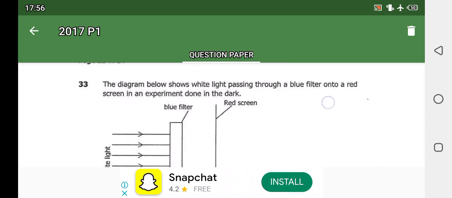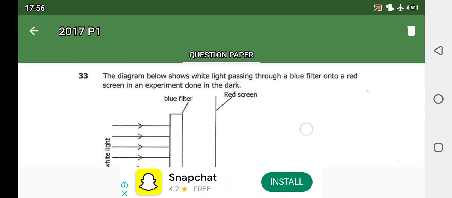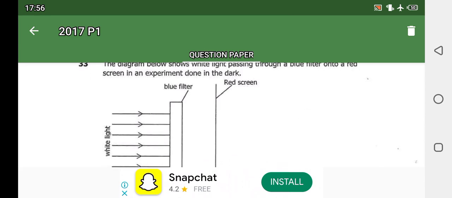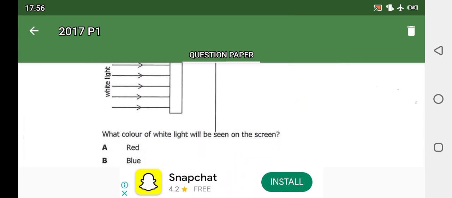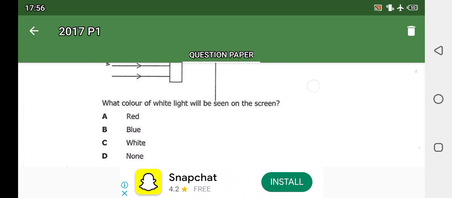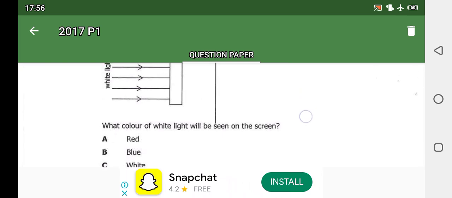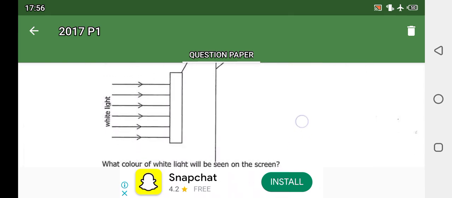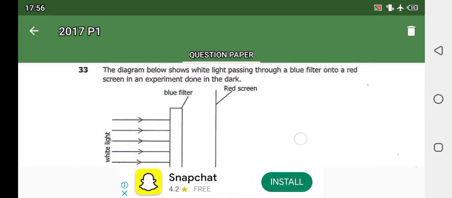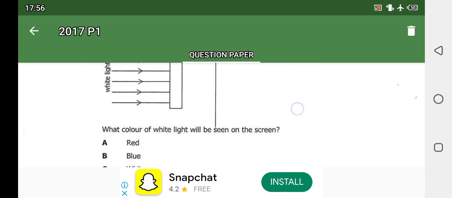3. The diagram shows white light passing through blue filter paper onto a red screen in an experiment done in the dark. So what color will be seen on the screen? Red, blue, white, none of the above. Of course, if we can combine these colors, blue and red, we are going to have purple.